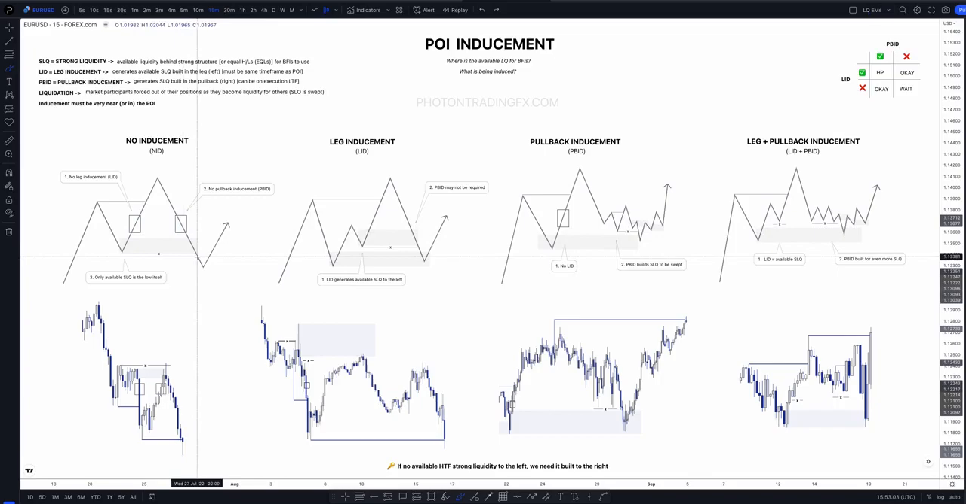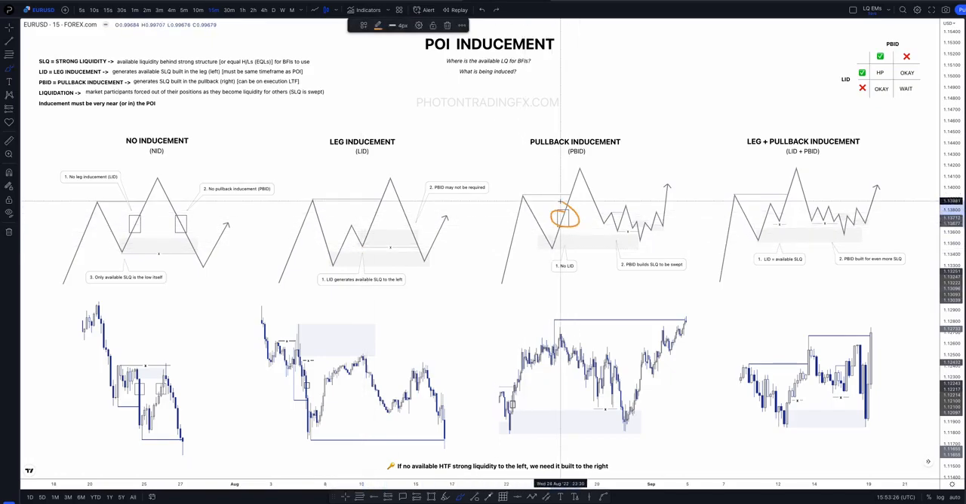So we wait for that to get broken, and then you can either do nothing or try and trade the sweep, which we'll get into in a bit. If there is leg inducement, okay, then the POI that has the leg inducement right in front of it, so it needs to be nearby, has an increased probability of now holding. You might not want to wait for pullback inducement to be built, right? It may not be required because it can use this here.